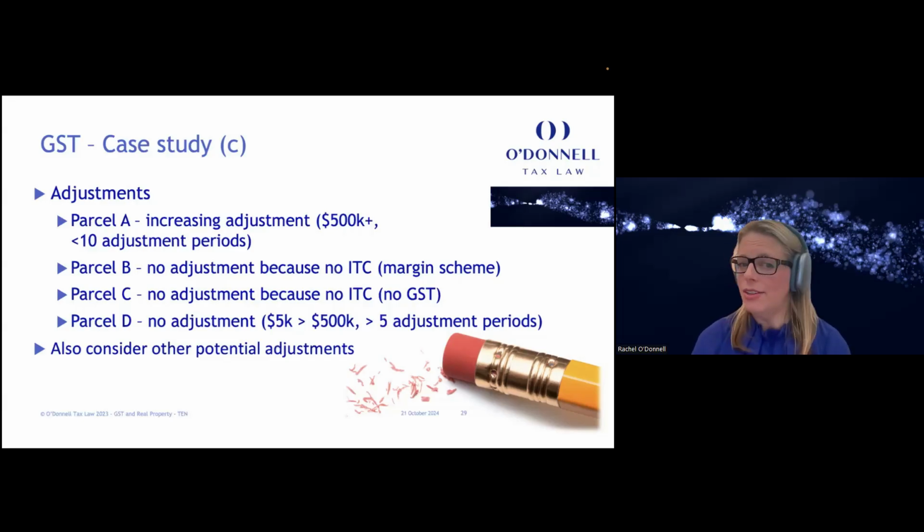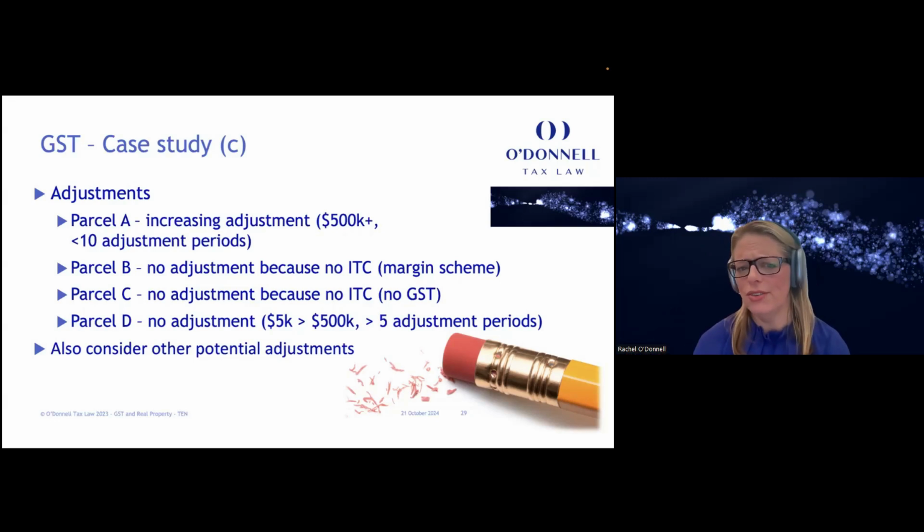For Parcel B, there is no adjustment because there was no input tax credit because the margin scheme applied to that sale. Parcel C, again, no adjustment because there's no input tax credit because no GST was payable on the acquisition of Parcel C. And for Parcel D, we have no adjustment, but for a different reason. And that's because the acquisition there was $440,000, which is in that bracket between 5 and 500,000. So here, we are looking at 5 adjustment periods, and we're past that time. So we are past the time for Parcel D, for which we would otherwise need to potentially make an adjustment.